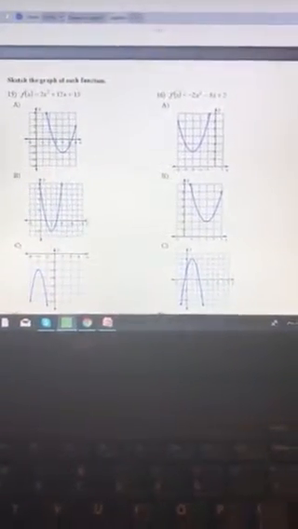Okay, 13 and 14 are just input into your calculator, and graph and see which one matches up. 15 is an input into your calculator and see which one matches up.